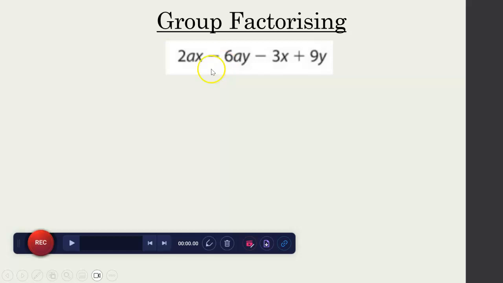Okay, another example now. Let's look at this: 2ax minus 6ay minus 3x plus 9y. I look at the first two, I look at the next two. So I'm going to take out a 2a. Why did I choose 2a? Highest common factor of the coefficient, the number. Highest common factor of the variable is a. 2a by x is 2ax. 2a by minus 3y is minus 6ay. That's where I got this bracket from.